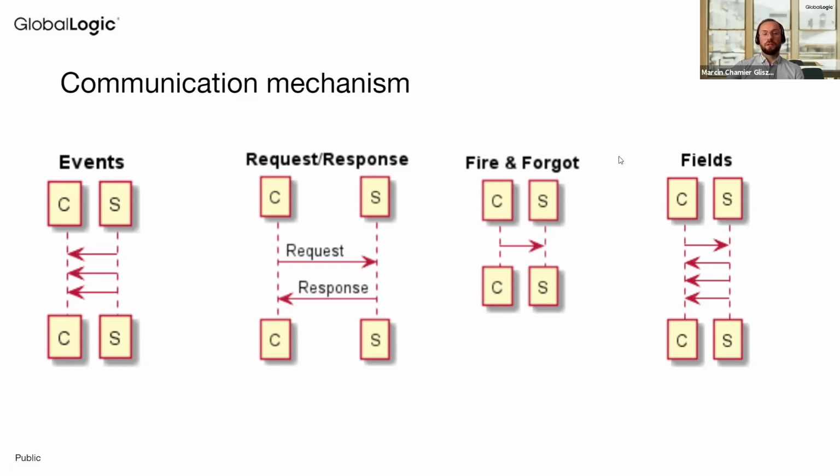Then we have the methods. Methods allow us to communicate with the service from the client side. So we have the communication from client to the service with response or without response. The difference is that for the event, the service communicates with the client. For the methods, the client communicates with the service. And for the fields, the client communicates with the service to get some data and gets a response from the service, or through the events, so the service can communicate directly to the client.